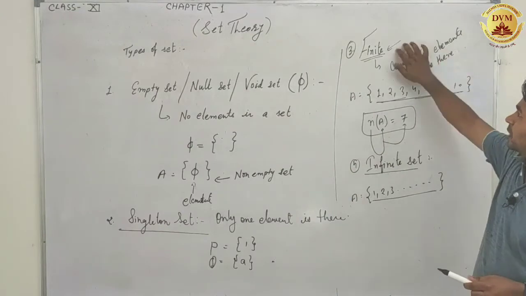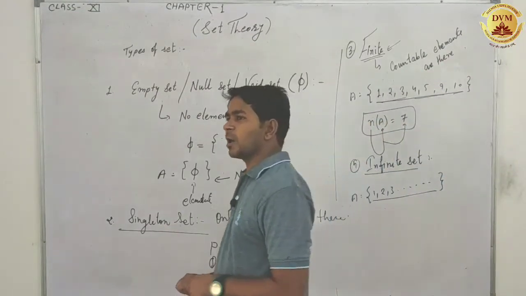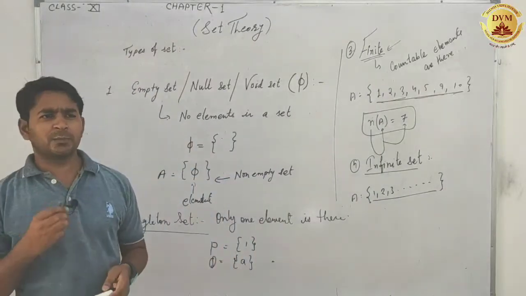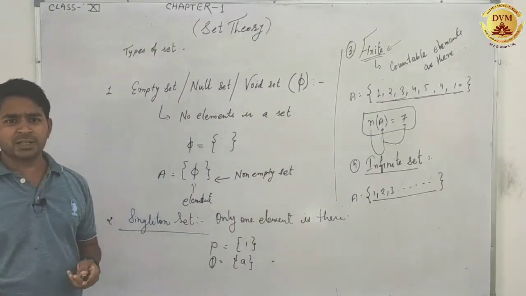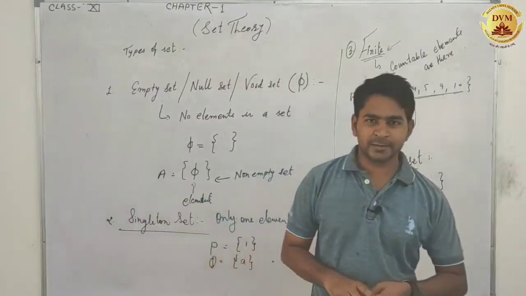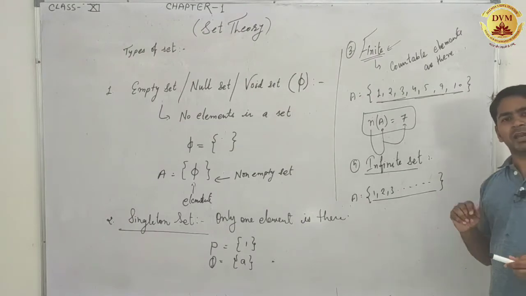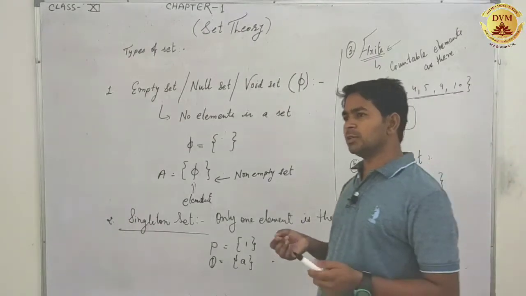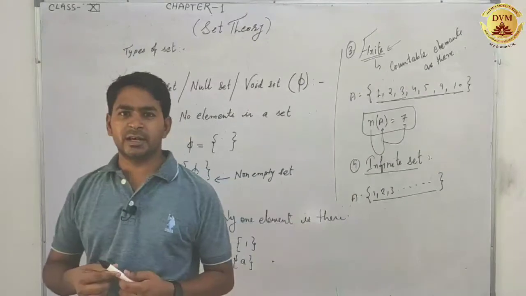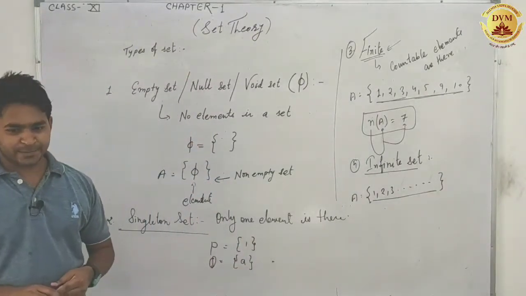And now I am talking about finite sets. In a finite set, the number of elements is countable, or we can say the number of elements is fixed, and we can count the elements. Then it comes under a finite set. And if we talk about an infinite set, the number of elements is uncountable. We cannot count the elements in a particular set. So this kind of set is called a finite set.